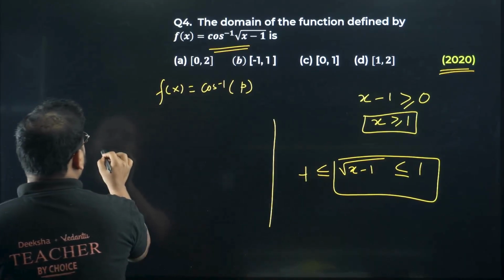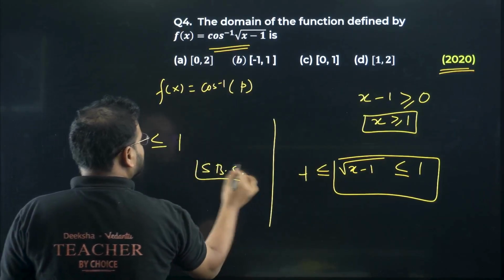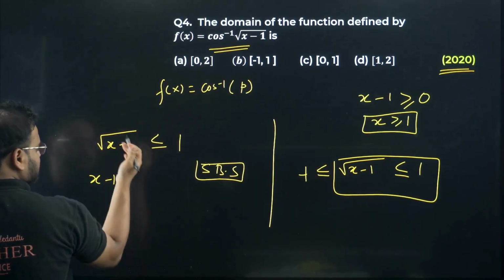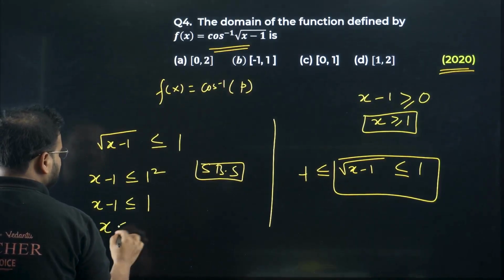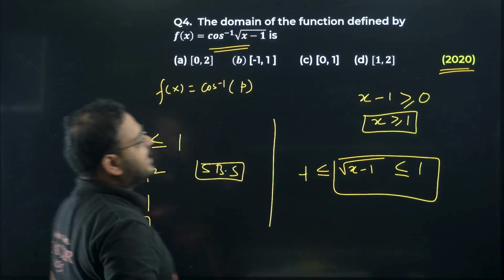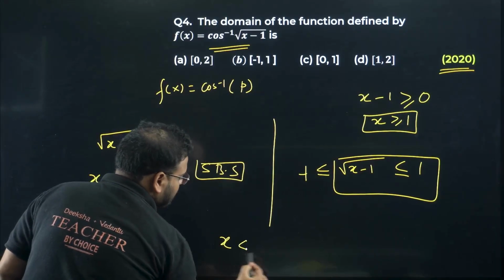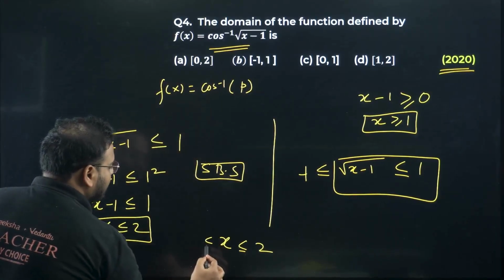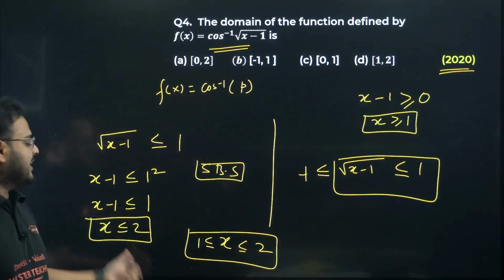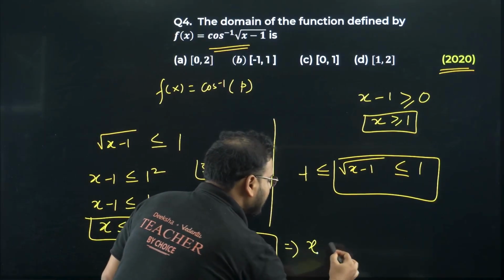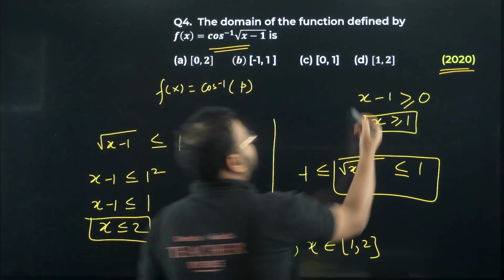Just taking that inequality, I get root of x minus 1 less than 1. Square on both sides. I get x minus 1 less than 1, because the square root is gone. So x is less than 2. I'm getting x is more than 1 and less than 2. It means x belongs to more than 1 and less than 2. That's your final answer, combining those two together. What it means is simply x belongs to 1 to 2 close brackets, option D is correct.